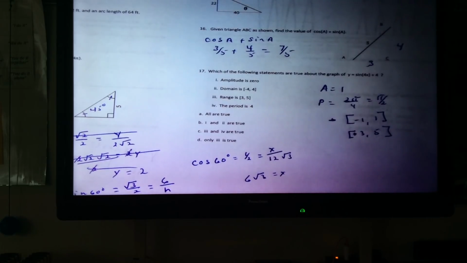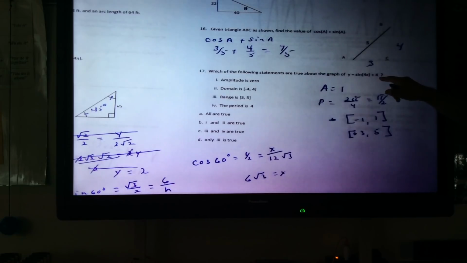Why is that an add? Well, because you're adding 4 up here. Oh. So what's that, the period? No. This right here is going to be the range. The period is this. So the one on the top is whatever you see on the graph.